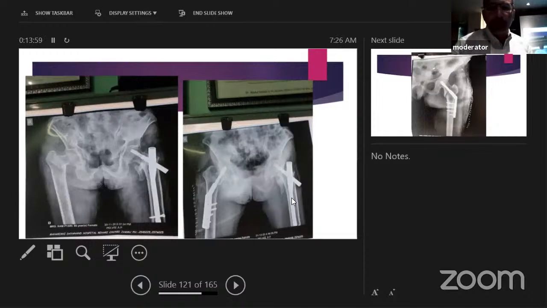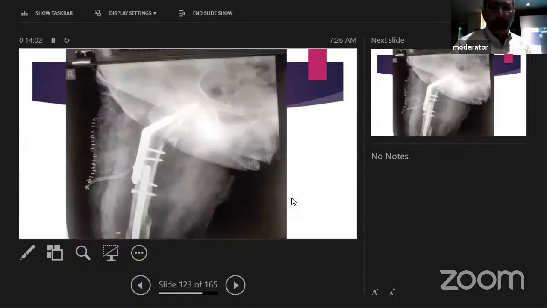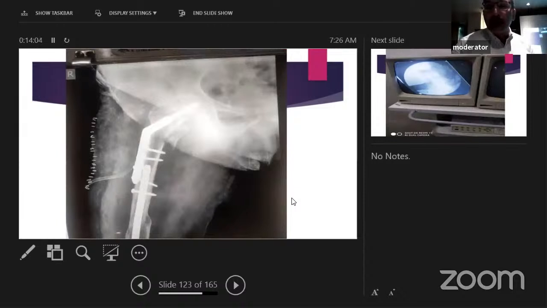I decided on DHS on this side. Another example of DHS. Another interesting story: the patient had already had a DFN, and this time an intertrochanteric fracture. Obviously, you cannot remove it, and removal is a big procedure. He is a high-risk patient. So I just decided to go with DHS.